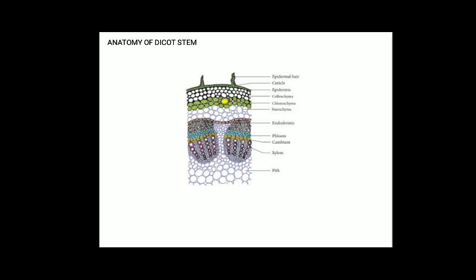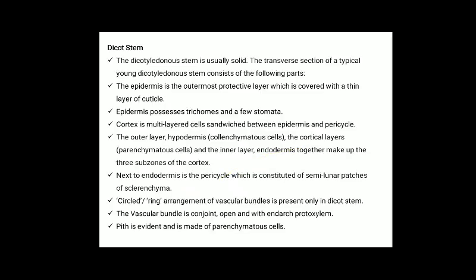Then, anatomy of dicot stem. If you see the anatomy of dicot stem, the dicotyledonous stem is usually solid. The transverse section of a typical young dicotyledonous stem consists of the following parts. The epidermis is the outermost protective layer, which is covered with a thin layer of cuticle. Epidermis possesses trichomes and a few stomata.